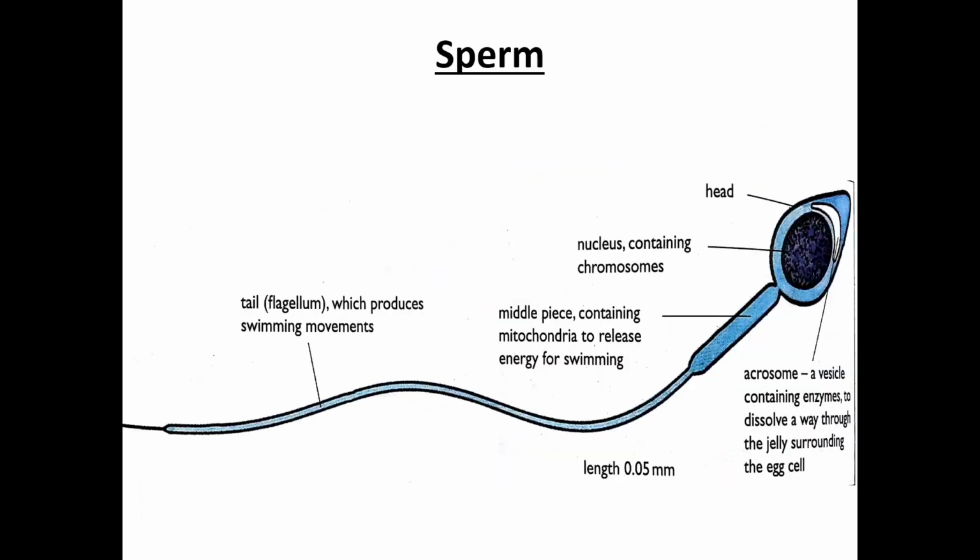The sperm, remember there's a flagellum which is adapted for swimming, and the length of it is about 0.05 millimeter. There's a head, and it contains the nucleus containing chromosomes, and the mitochondria to release energy to swim, and an acrosome, a vesicle containing enzymes to dissolve away through the jelly surrounding the egg cell.